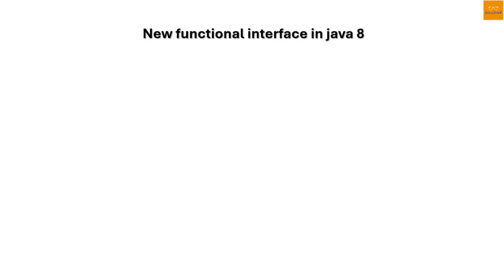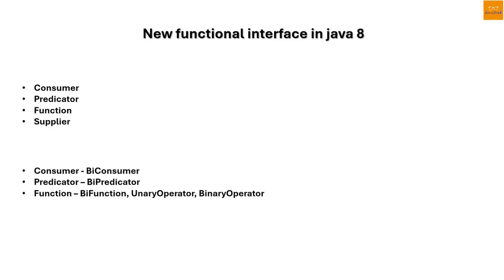Now we'll see the new functional interfaces introduced in Java 8. There are four primary functional interfaces introduced in Java 8: Consumer, Predicate, Function, and Supplier. Each one of these functional interfaces has its extensions. Consumer has BiConsumer, Predicate has BiPredicate, and Function has BiFunction, UnaryOperator, and BinaryOperator. We will discuss each of these functional interfaces in upcoming videos.